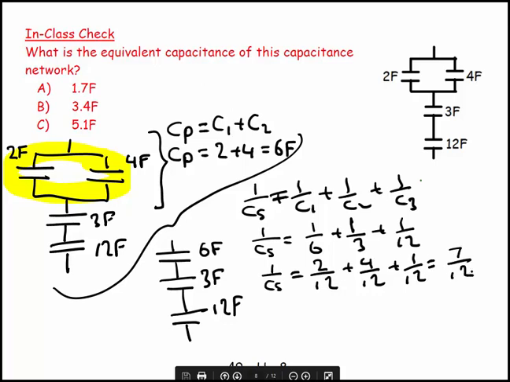7 over 12. And again, a lot of people will give me that as the answer. C series is equal to 12 over 7, and 12 over 7 would be, I think, 1.7. Let me just do a quick check. 12 divided by 7, yeah, 1.7, equals 1.7 farads.